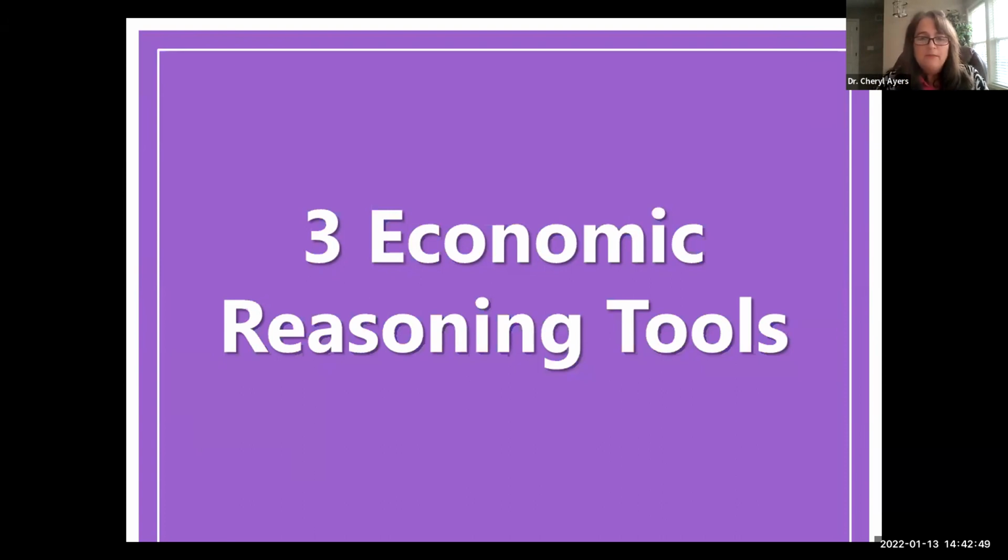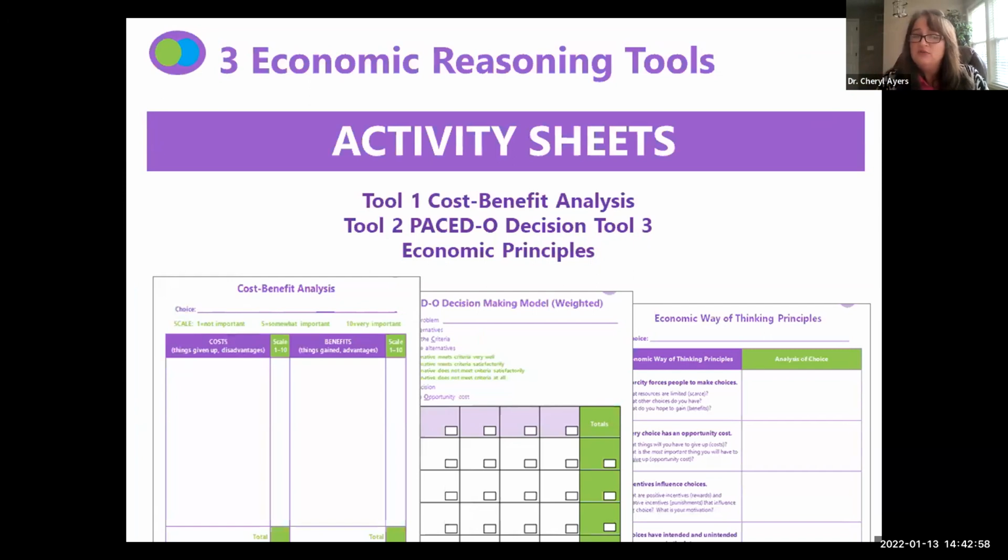So the three economic reasoning tools, this is kind of the bulk of what I wanna do with you here today in terms of economics. So let's just quickly go through this. You'll have these three activity sheets. These are those three powerhouse tools that you can use on a dime's notice. And remember, it has that long list of learning outcomes for students, like critical thinking. So we're going to go through these one by one.